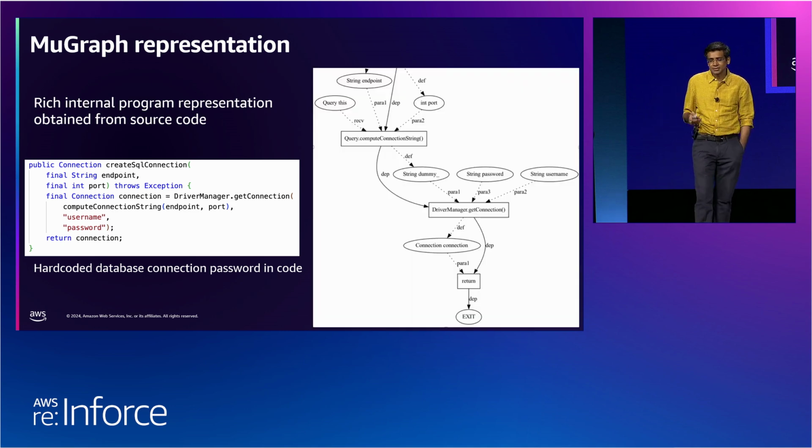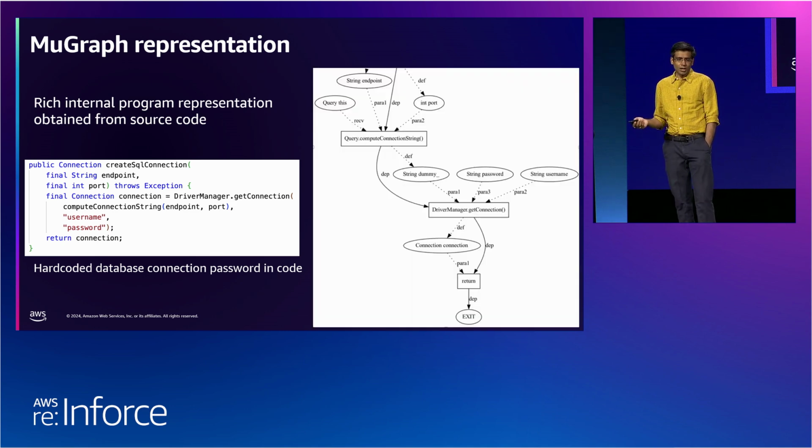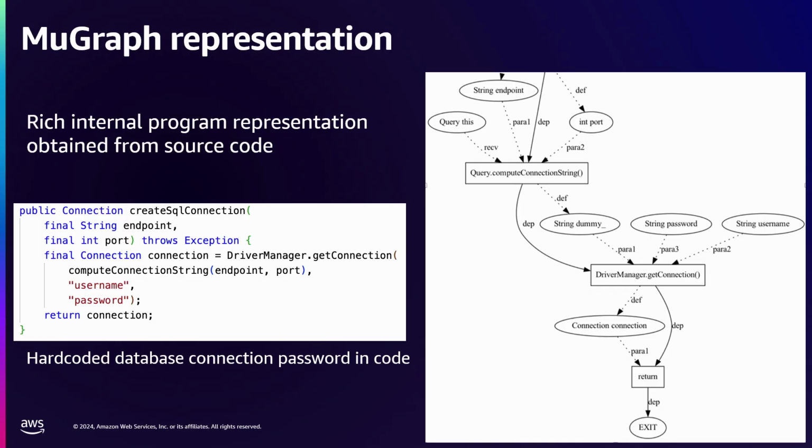Now, to detect such vulnerabilities, the code scanning engine converts the code that is on the left side of the screen into a graph representation on the right side of the screen. And this representation is called the mu graph representation. This representation, as I've already hinted, is a graph data structure comprising of nodes and edges. The nodes correspond to different code entities.